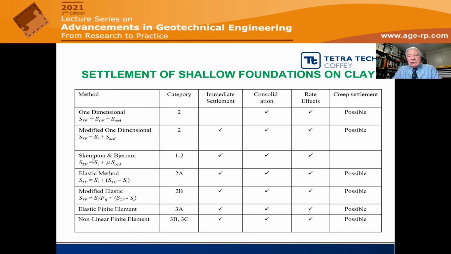Subsequent to that, in subsequent decades, it was recognized that you also had the potential for an immediate settlement in clay due to shear deformations. And so there were various modifications. Then in the 60s, there were methods that used elasticity, and I'll mention those in a little more detail in a minute. And then, of course, in recent years, we've had the use of elastic and nonlinear finite element methods for estimating settlements.